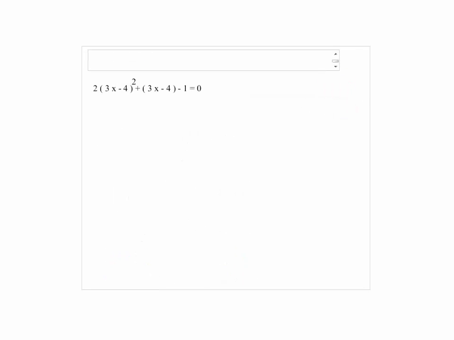Solve by substitution. 2 times (3x minus 4) squared plus (3x minus 4) minus 1 equals 0. So we're going to let y be 3x minus 4, so that y squared will be (3x minus 4) squared. Now we're going to rewrite the equation in terms of y. So we have 2y squared plus y minus 1 equals 0.